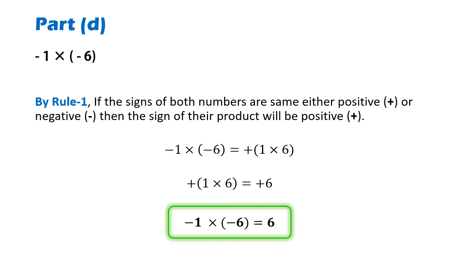Part D. -1 multiply by (-6). By Rule 1, if the signs of both numbers are same, either positive or negative, then the sign of their product will be plus. Therefore, -1 multiply by (-6) equals 6.